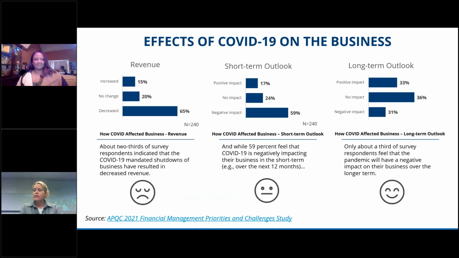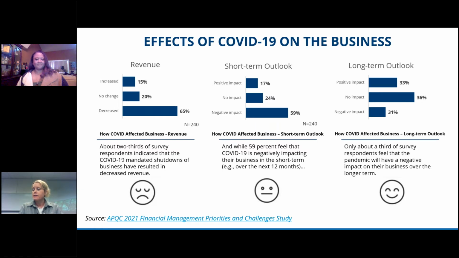Furthermore, in that same survey, we asked about what have been and what are some of the anticipated effects of the pandemic on organizations. And what you can see in those first two charts is that obviously the pandemic had some very serious negative effects on many, not all, but many businesses over the past year and in the forecasted short term. So on the chart on the left, you can see about 2/3 of the respondents to the survey said that COVID-19 mandated shutdowns resulted in decreased revenue currently.